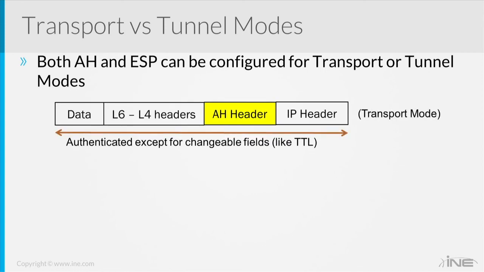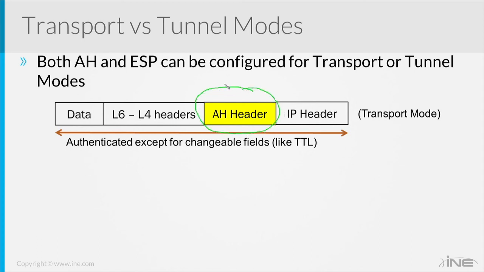So if I'm using authentication header, and remember, this is just giving me authentication and integrity. I think it's also giving you anti-replay, but it's not giving you any kind of encryption. So what's happening here in transport mode? Well, as you can see, we're just taking, after the IP header, we're putting in an additional header called the authentication header.